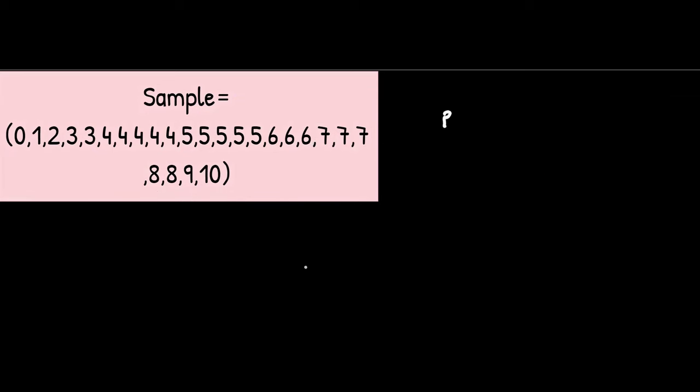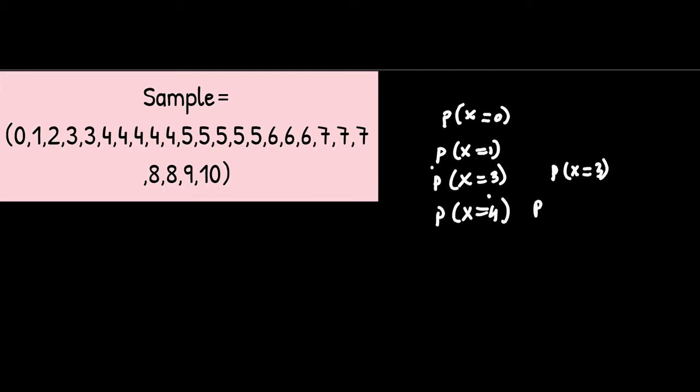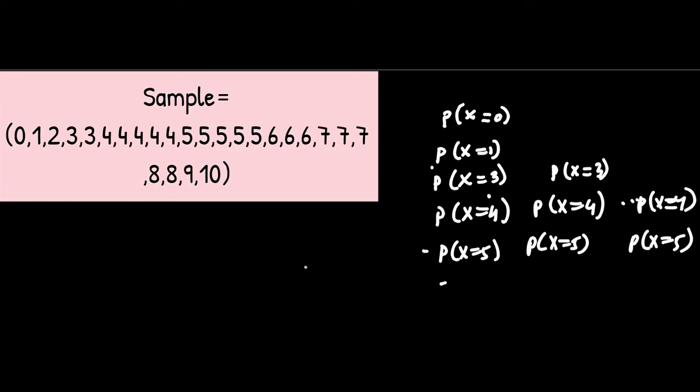Now let me write the probability of each one. Probability x0, that is the first one. How many are there? Only one. And then probability of x1. How many are there? There is only one. Then I will write probability x is equal to 3. There are 2, so I have to write it twice. Then I have to write probability x is equal to 4, four times. Then 5 occurred 5 times, so I have to write it 5 times. And 6 occurred 3 times. That way, I will write all the probabilities here.